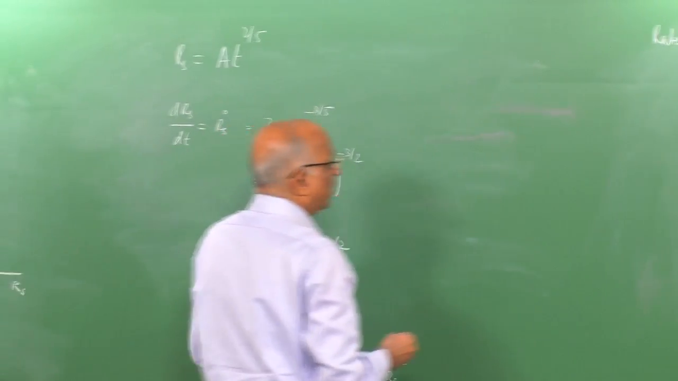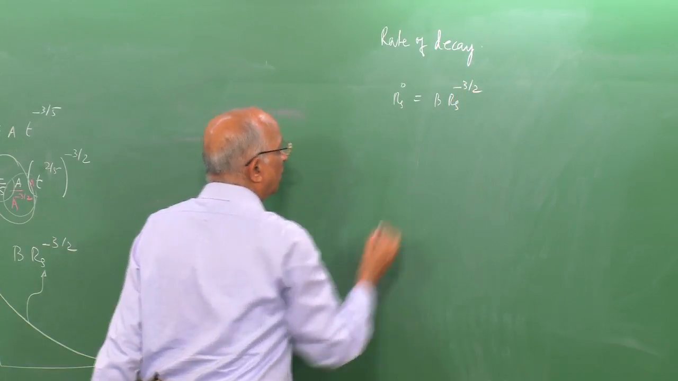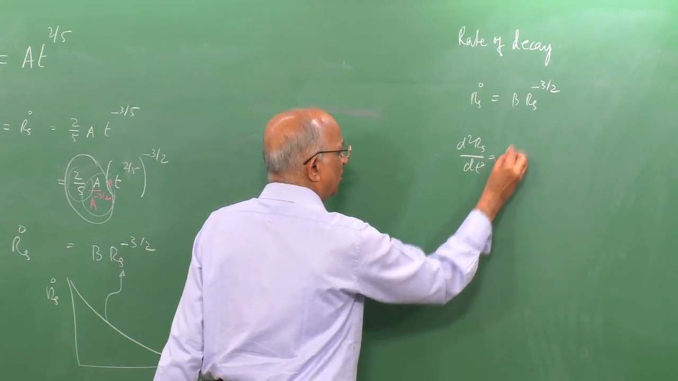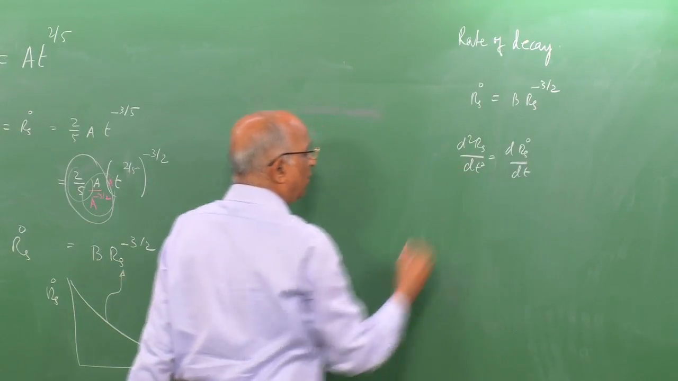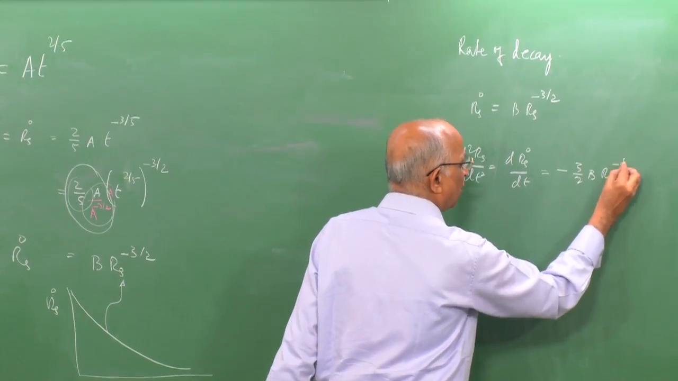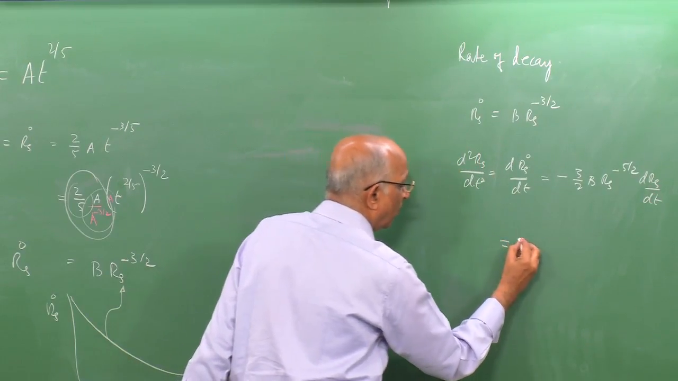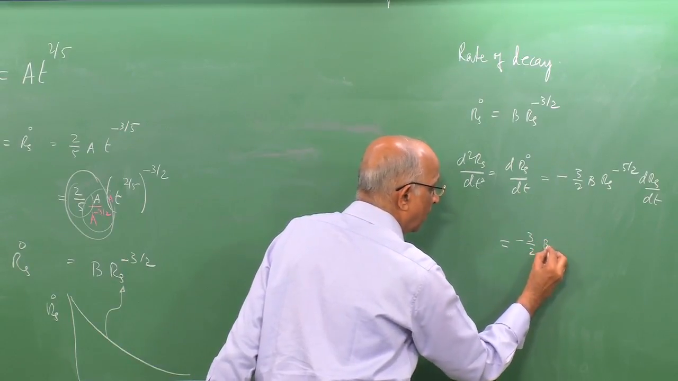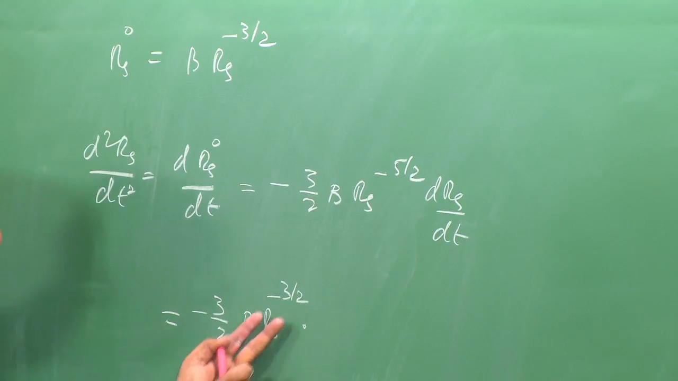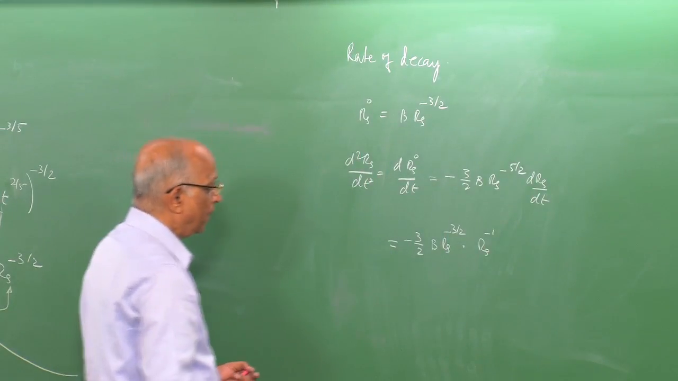Well, it decays out. I know the value of Rs dot, and we said Rs dot is equal to B Rs to the power minus 3 by 2. Can I get its deceleration, that is, the rate of decay? In other words, I am looking at d2 Rs by dt square, which is equal to d Rs dot by dt, and therefore I differentiate this expression again. I get this equal to minus 3 by 2 B Rs to the power minus 5 by 2 into dRs by dt. This gives me the value as equal to minus 3 by 2 B Rs. I can write it as minus 3 by 2 into Rs to the power minus 3 by 2, and Rs to the power minus 1 gives me 5 by 2, again into Rs dot.